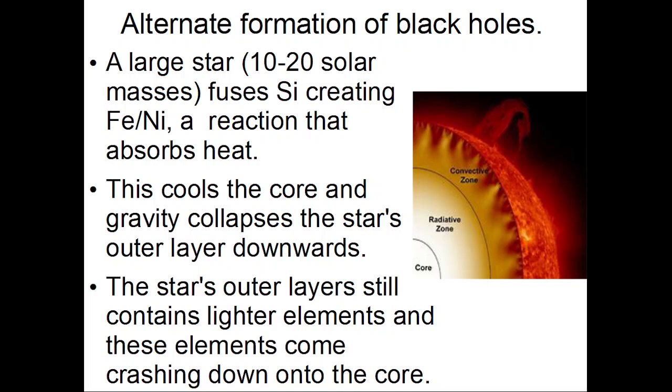A large star, one that ranges from 10 to 20 solar masses, starts fusing silicon, creating iron and nickel. That's an endothermic reaction, and heat is absorbed, it's removed. This cools the core, and gravity collapses the star's outer layer onto the core. The star's outer layer still contains lighter elements, such as hydrogen and helium, and these elements are the ones that come crashing down onto the core.